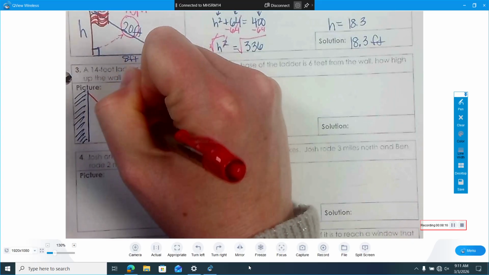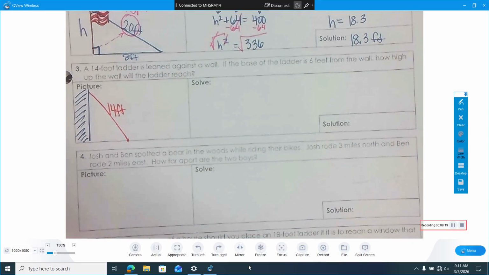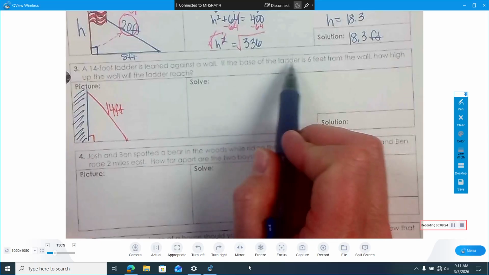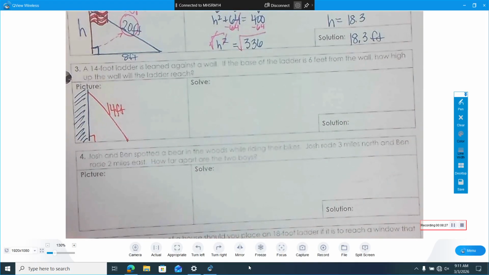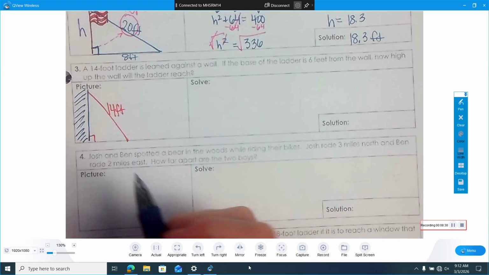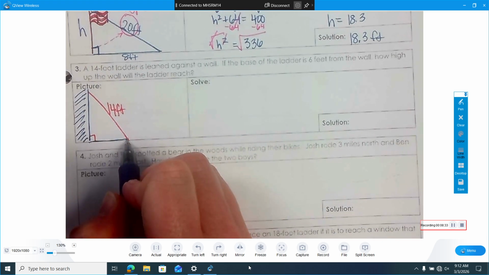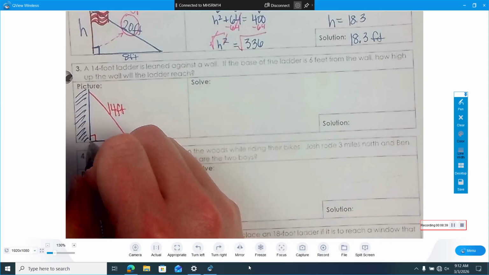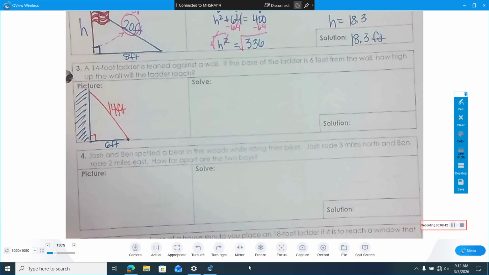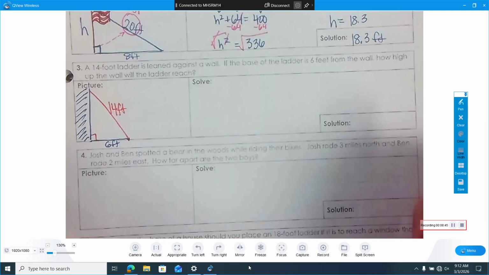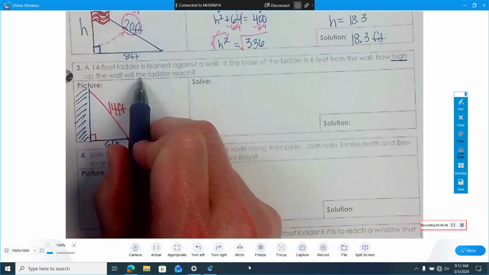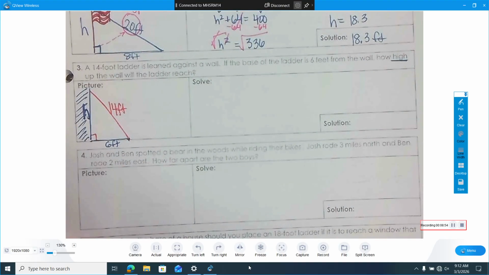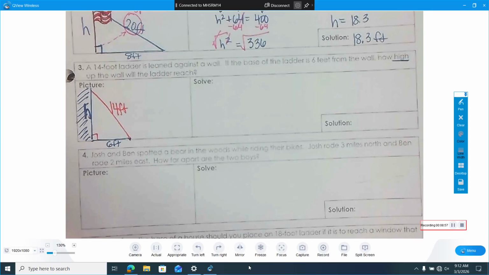My ladder is 14 feet tall. That's my 14-foot ladder. I assume that must be the right angle. And then it says the base of the ladder is 6 feet from the wall. Where does the 6 go? On the bottom. The base of the ladder, where it's hitting the ground, is 6 feet from the wall. So that goes along the bottom. Really important you read carefully. And again, we want to know how high up the wall the ladder will reach, so we're looking to figure out the height.